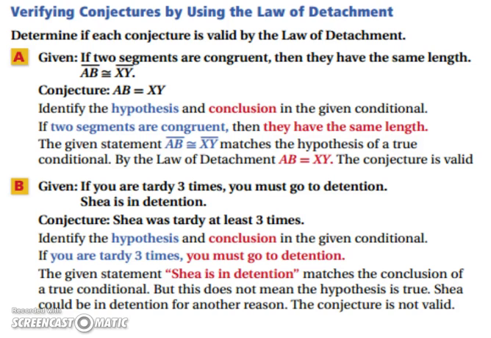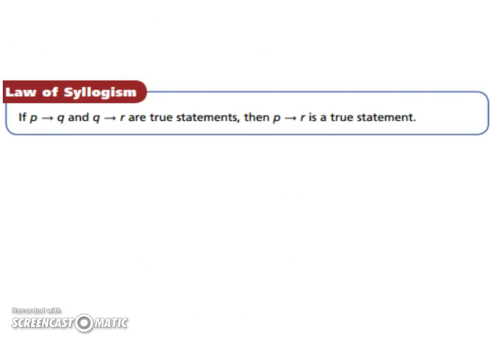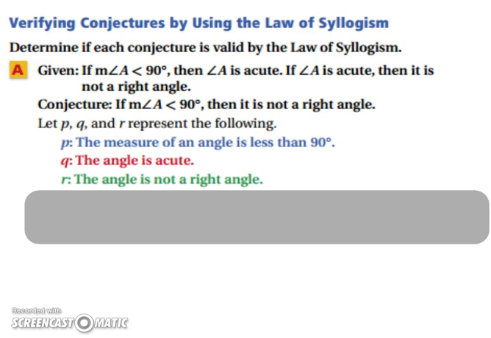Let's look at the law of syllogism. If P then Q and Q then R are true statements, then P then R is a true statement. Let's look at an example. Determine if each conjecture is valid by the law of syllogism.